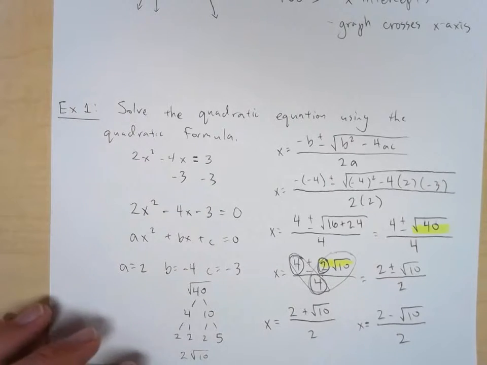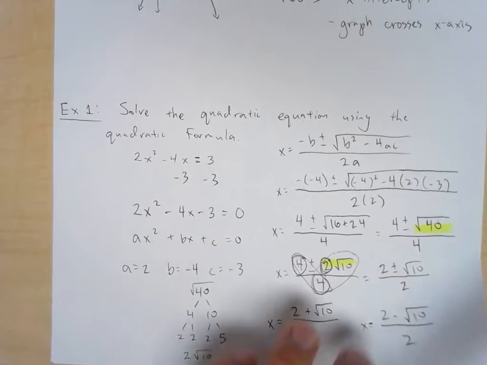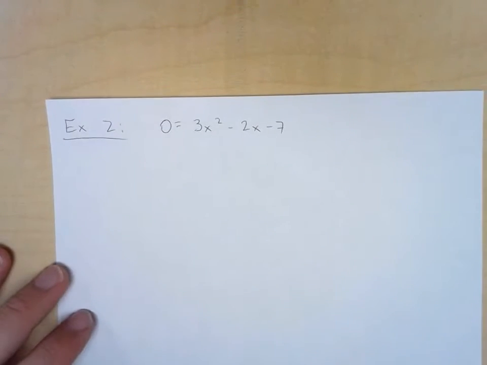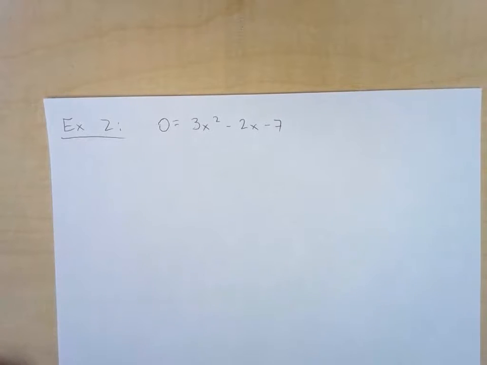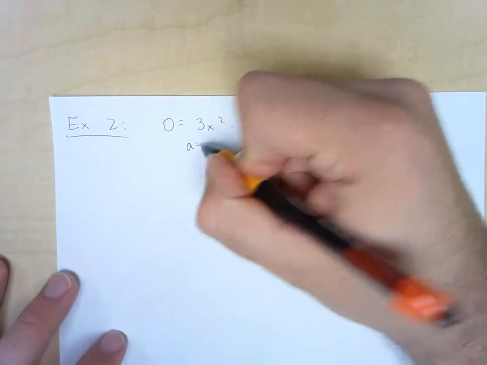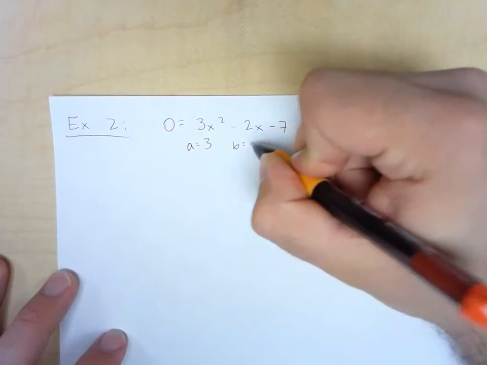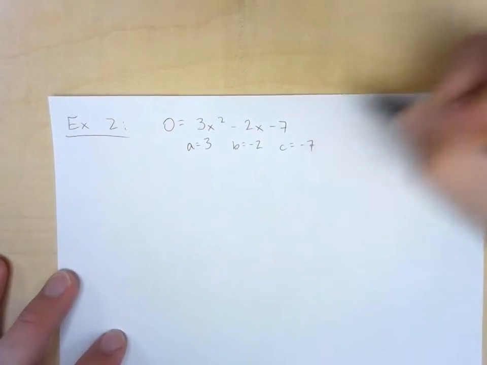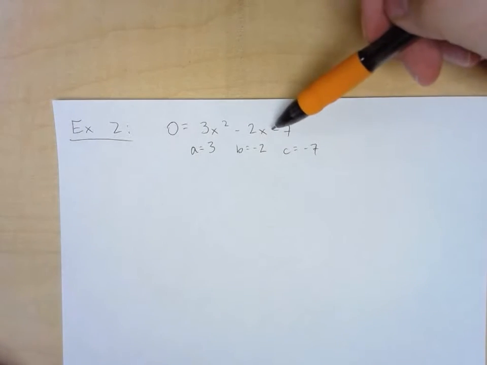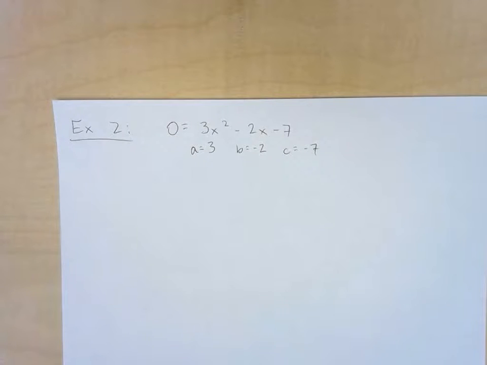Okay, so let's do one more of these problems and we'll get some practice on it. Alright, so second example. Example 2, 0 equals 3x squared minus 2x minus 7. And again, I didn't write the directions out, but it's the same directions. Solve this quadratic equation using the quadratic formula. So we have to identify a, b, and c. So we have our a, our b, and our c. They're in the correct location. It always goes a, b, c in that order, from x squared to x's to no x's. Highest degree term down to the lowest degree term. Standard form like we talked about earlier.